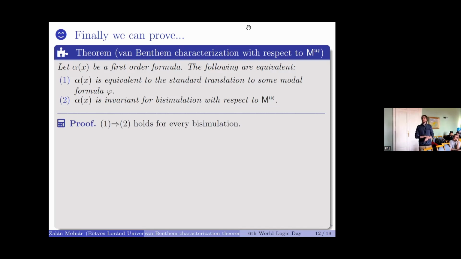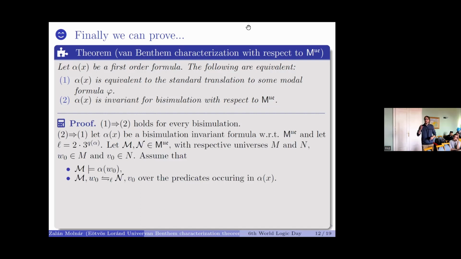But 1 to 2 is trivial. It holds for every bisimulation, always, in general. So 2 to 1 is the hard part. Let us fix a formula alpha which is bisimulation invariant with respect to the class of ultrafilter extensions, and set this L to be that parameter. And also assume that M and N have these respective universes, such that w0 is in M, and v0 is in N.